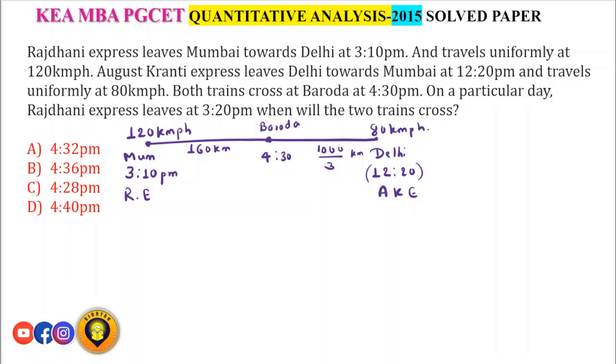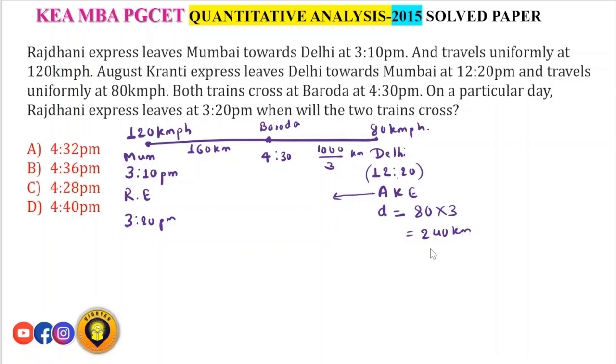At that time only August Kranti Express was traveling. Rajdhani Express had not started. It will be starting at 3:20 p.m. only. But until 3:20 p.m. August Kranti Express will be traveling from Delhi to Mumbai. So from 12:20 to 3:20, which is 3 hours, August Kranti Express will be traveling alone. In this 3 hours, what is the distance covered by August Kranti Express? It will be speed into time, that is 80 into 3, 240 kilometers.